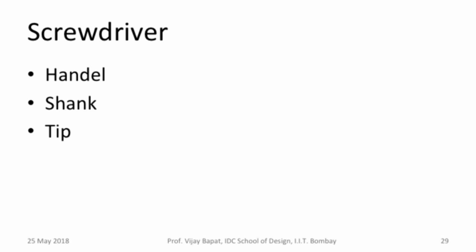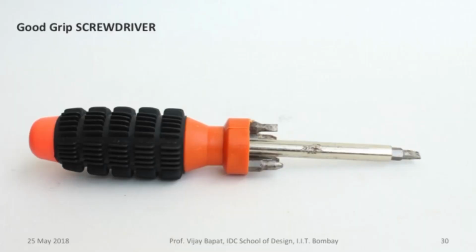So, if I say that the screwdriver has basic three parts, the tip, the shank and the handle. Okay? In how many ways can I modify this? I can make it good grip, like the scooter handle. This area is used for storing the clips, the bits. Even bits can be stored inside, and it becomes a very effective design and fast selling product.